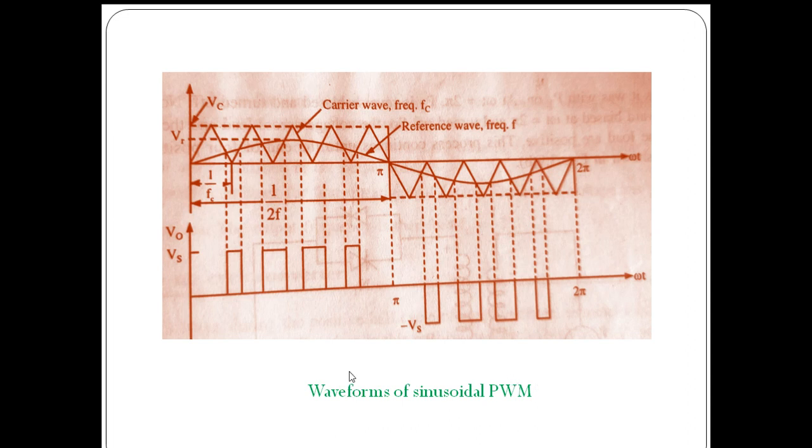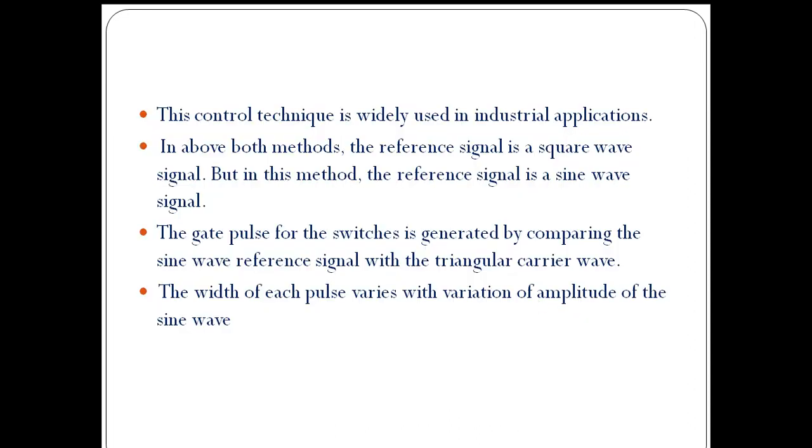And here also we are having more number of pulses for every half cycle. This control technique is widely used for industrial applications. In the above method, the reference signal is a square wave signal, but in this method the reference signal is a sine wave. So multiple pulse width modulation technique and sinusoidal pulse width modulation technique will be used in industries.